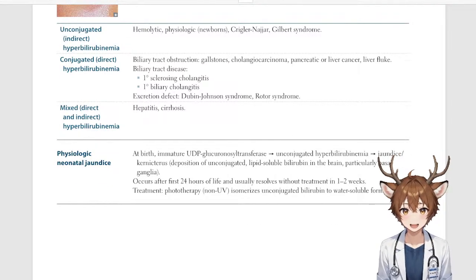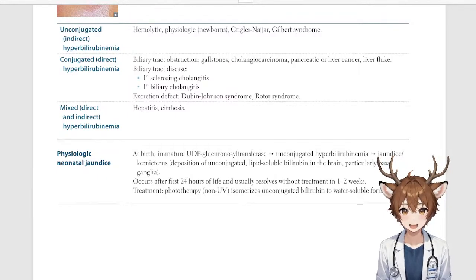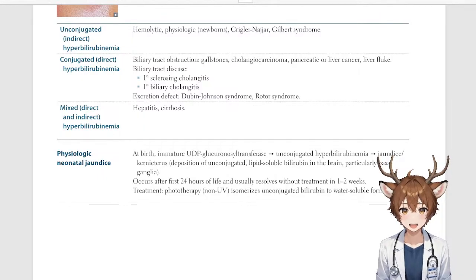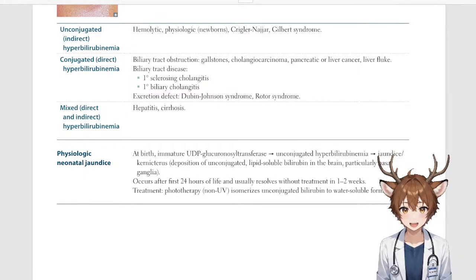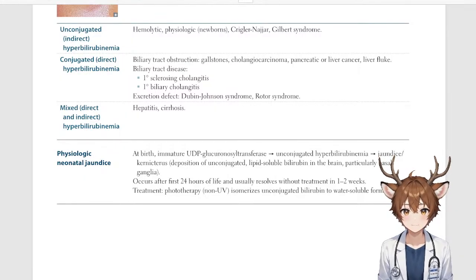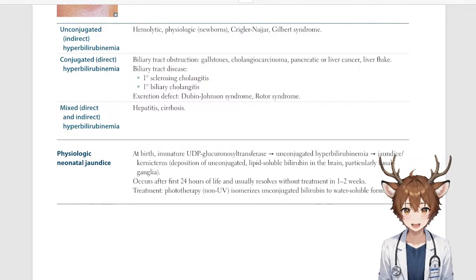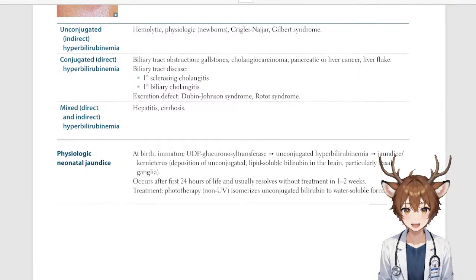Unconjugated indirect hyperbilirubinemia. Unconjugated type, we're talking about hemolytic benign neonates, Crigler-Najjar syndrome, and Gilbert syndrome. They call it Gilbert. Technically, it's pronounced Gilbert syndrome, but it's spelled Gilbert. So if you talk about it in the field, I imagine they would more likely call it Gilbert than Gilbert, but whatever. Mixed hyperbilirubinemia. Both direct and indirect hyperbilirubinemia, hepatitis, cirrhosis. What about benign neonatal hyperbilirubinemia?